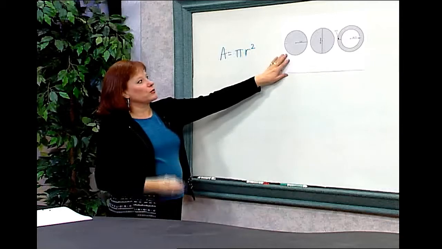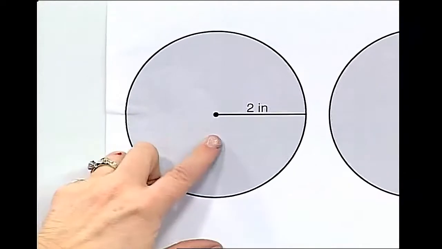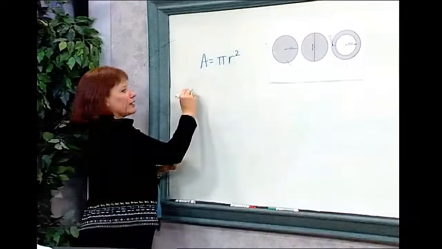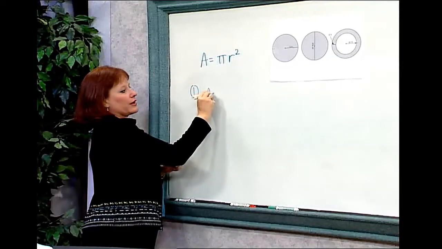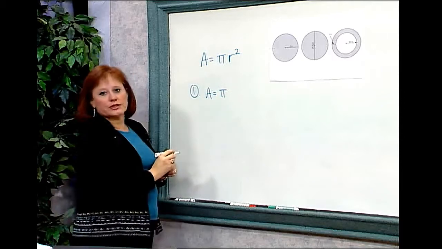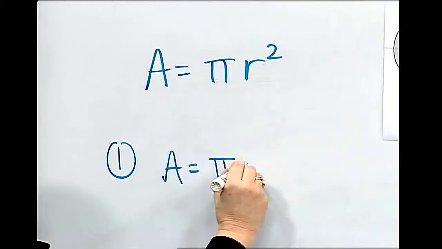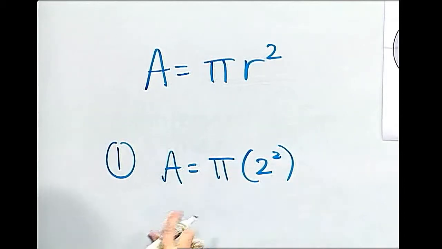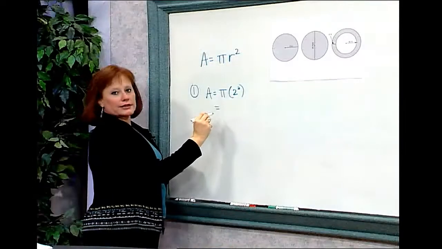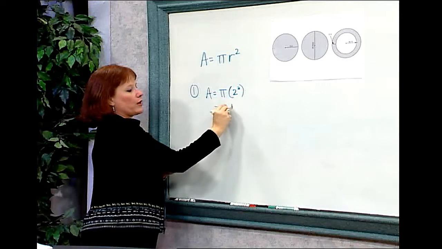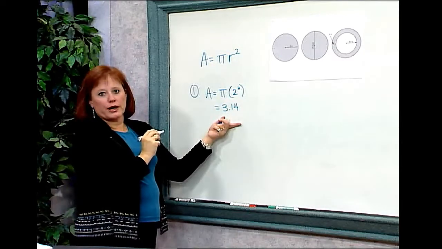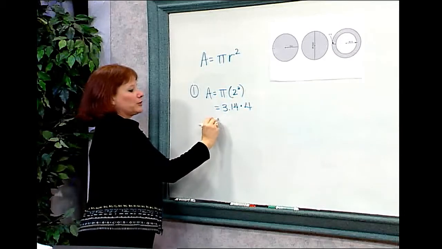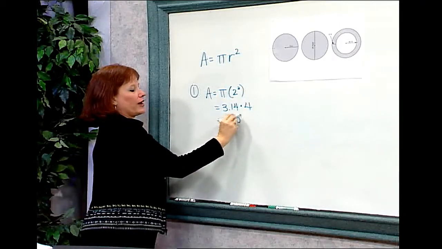In our first circle, we have a circle that has a radius of 2 inches. We already know what the radius is. So if we're finding the area of circle 1, we'll say the area is equal to pi times the radius squared. I know what the radius is. It's 2. So I'm finding pi times the radius squared. This is equal to pi times 4, and I will use 3.14 as my approximation for pi. 2 squared I know to be 4, and when I multiply these together, I get 12.56.